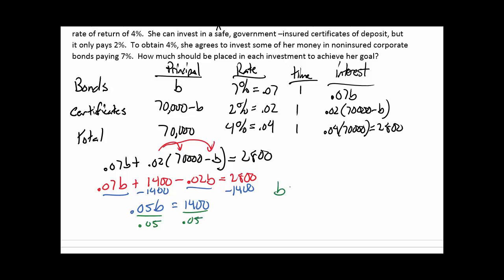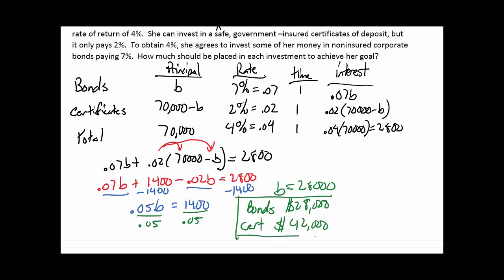Divide, and I get b is 28,000. Okay, so that means the bonds have $28,000 in them, and the certificates have to have the 70 minus the 28, so I just subtract those two, and that's where I get 42,000. So that would be the two amounts that would achieve Candy's particular goals.